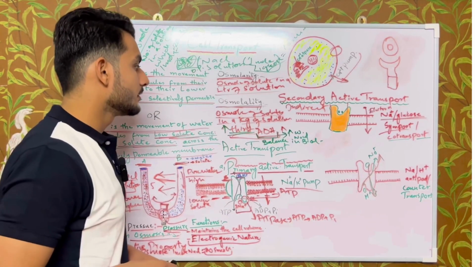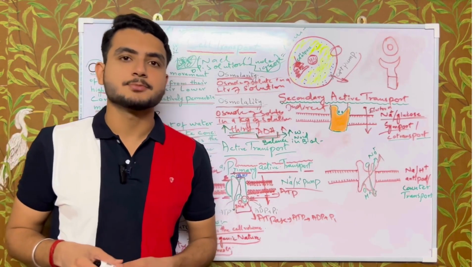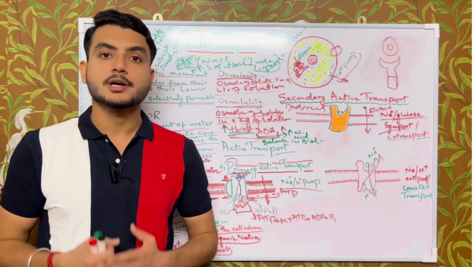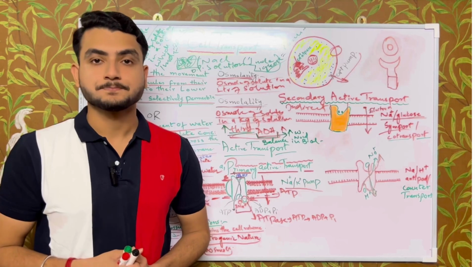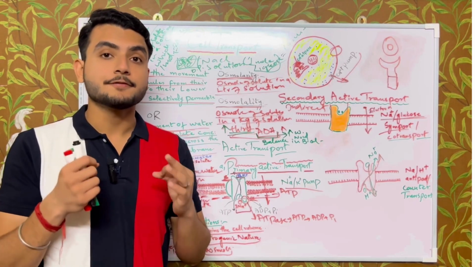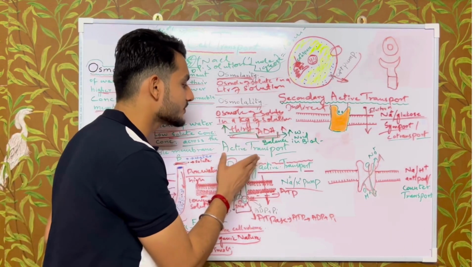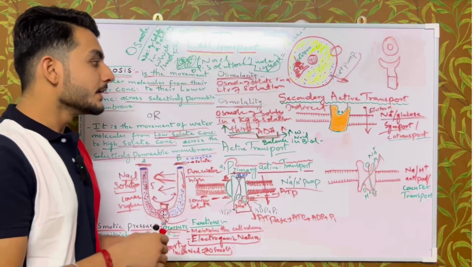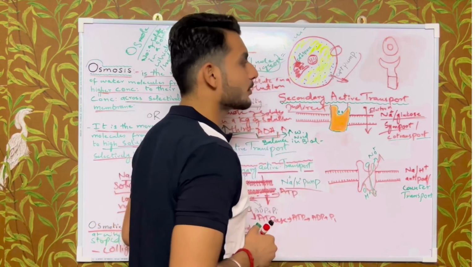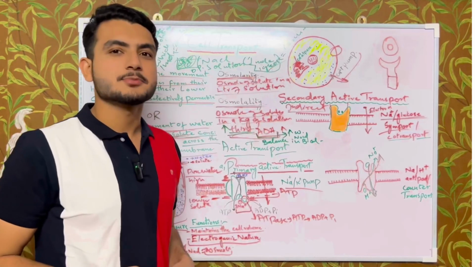Now let's talk about active transport. We studied in our previous video that active transport is the movement of molecules or ions from their low concentration to their higher concentration with the input of energy. If the source of energy is directly the cleavage of ATP, then this process is known as primary active transport. If energy comes through an indirect source, then it is known as secondary active transport. Let's learn primary active transport first.